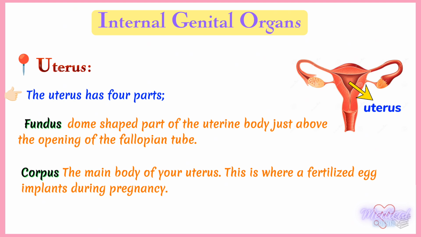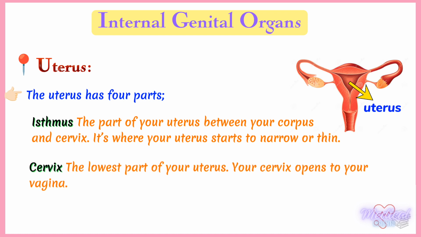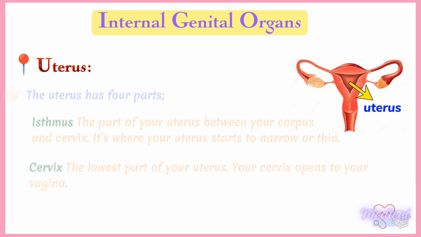This is where a fertilized egg implants during pregnancy. Number 3, isthmus, the part of your uterus between your corpus and cervix. It's where your uterus starts to narrow or thin. And number 4 is the cervix, the lowest part of your uterus. Your cervix opens to your vagina.